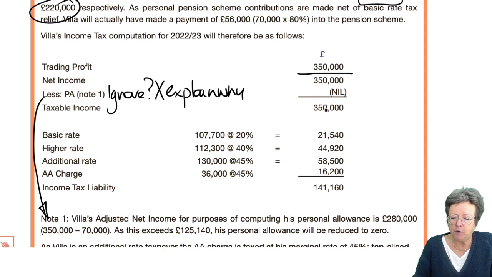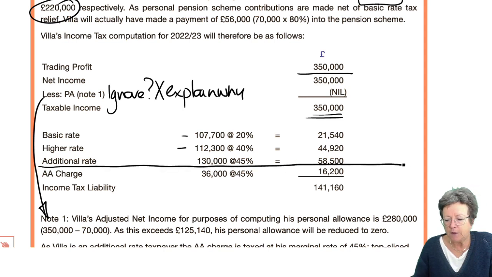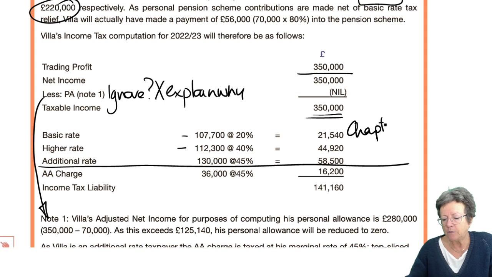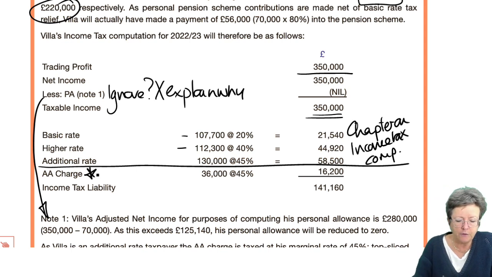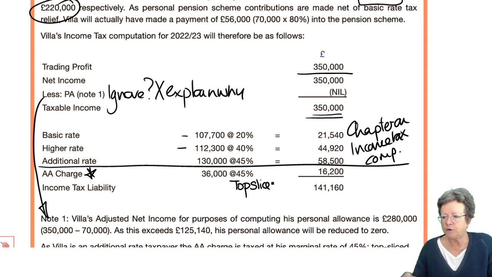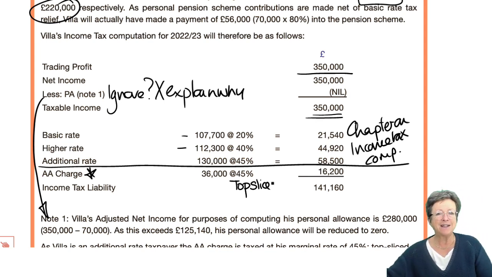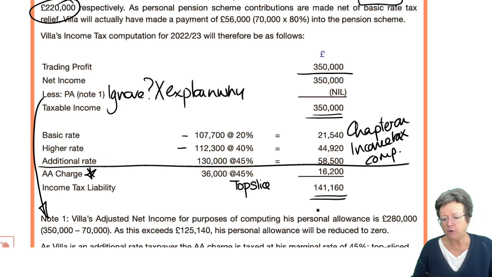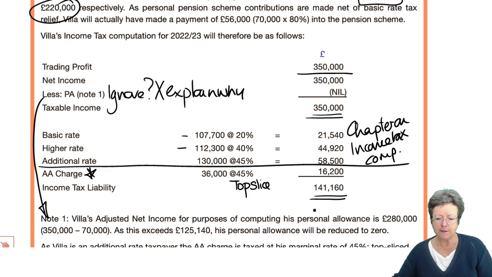So his taxable income of 350,000: basic rate, we saw that above, at 20%, higher rate, we saw that above, additional rate, so we've all done that before, in the chapter on income tax computation. And here's the charge, 36,000 at his top slice of 45%. So that's added to his tax liability, giving him a total income tax liability of 141,160.